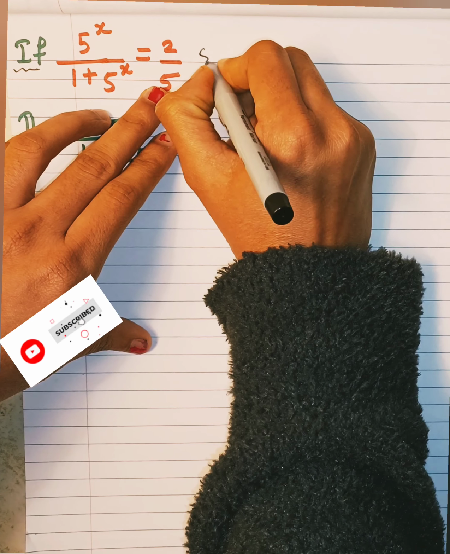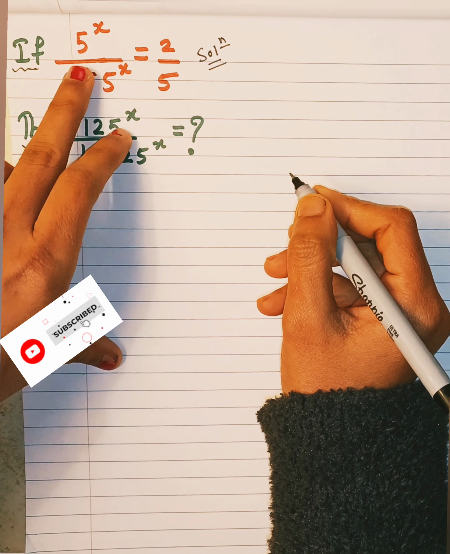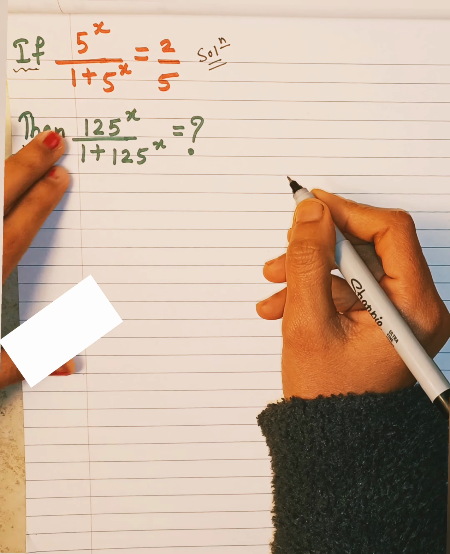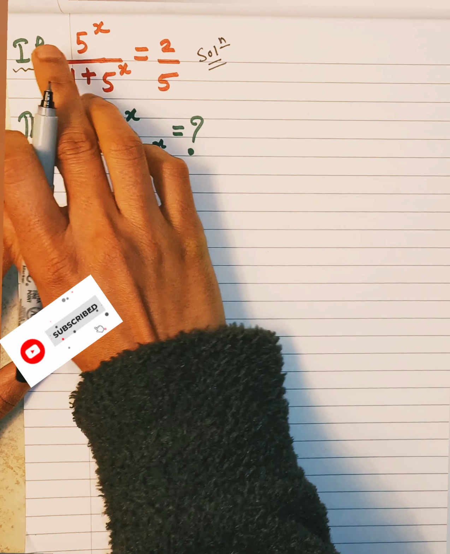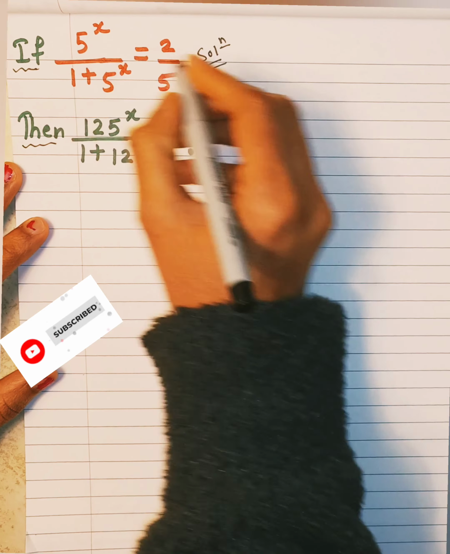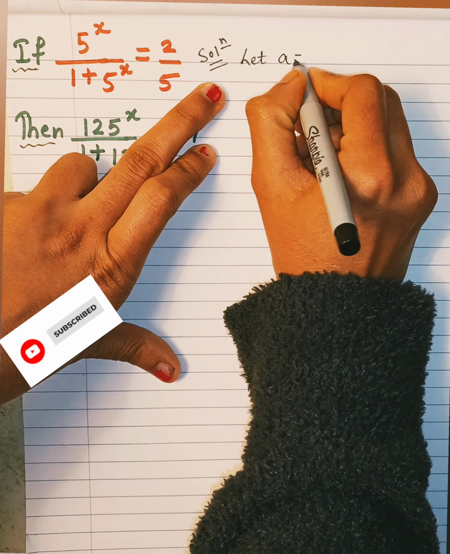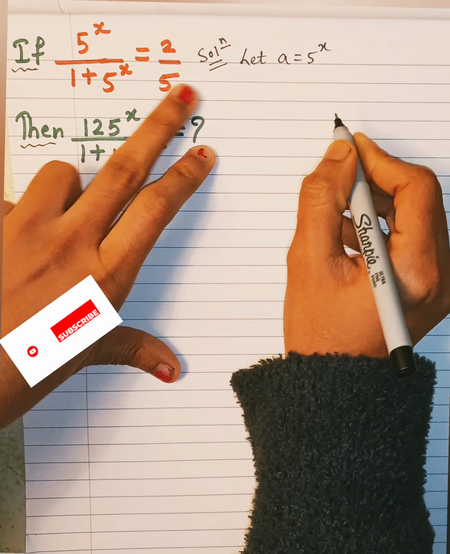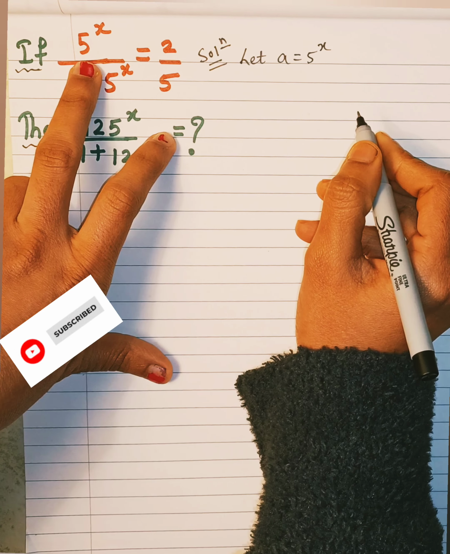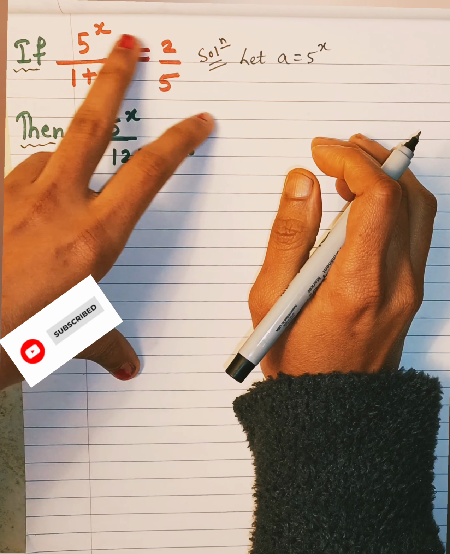So moving ahead with the solution part. First of all, let us suppose that 5 raised to x is equal to a. So I am beginning with this part. I am taking 5 raised to x as a, so let a equal 5 raised to x. And now I am substituting this value in this equation.